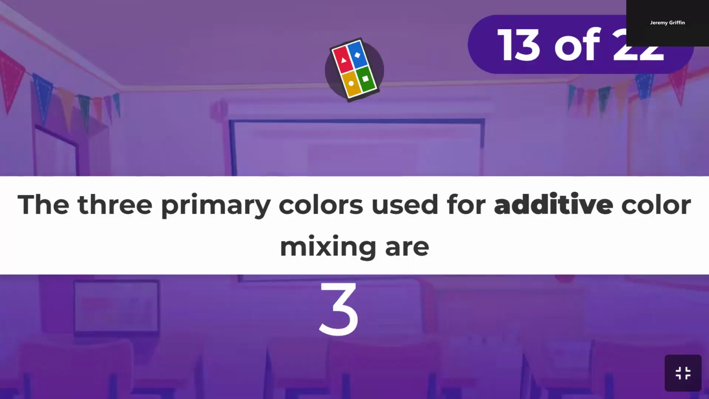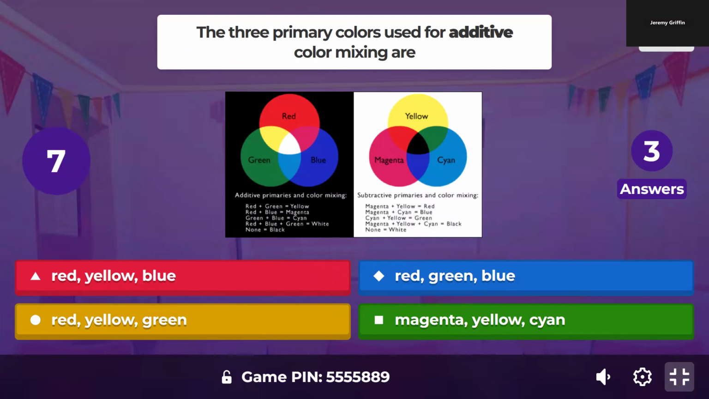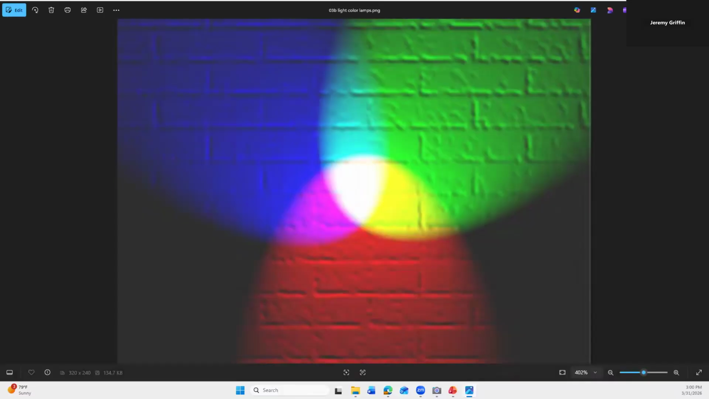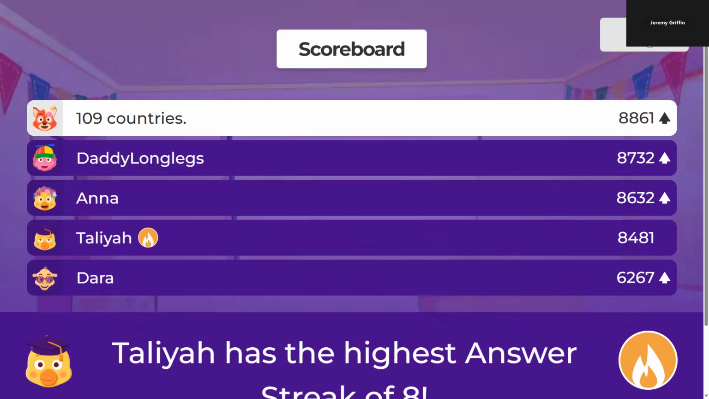Three primary colors for additive color mixing. There it is, red, green, blue, which is those right there. Got a red lamp, green lamp, blue lamp. That's all you need to create all the colors with lamps.